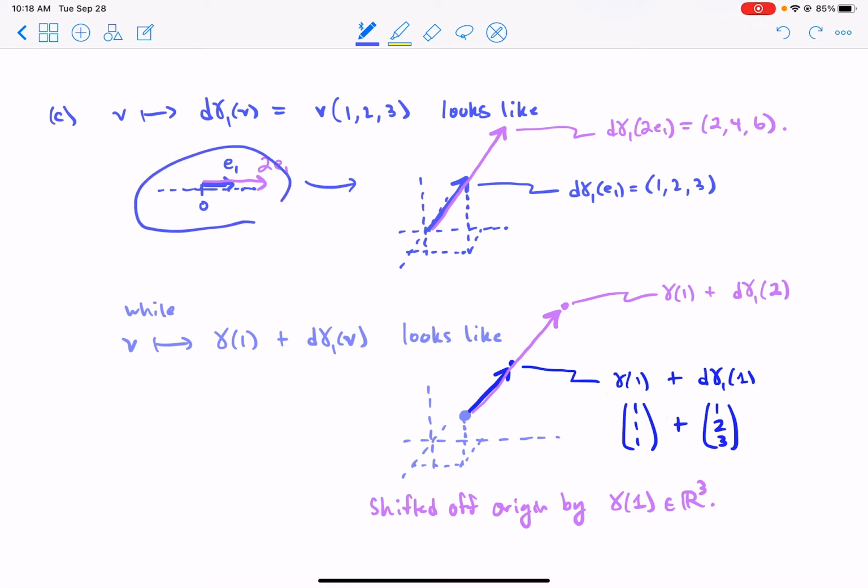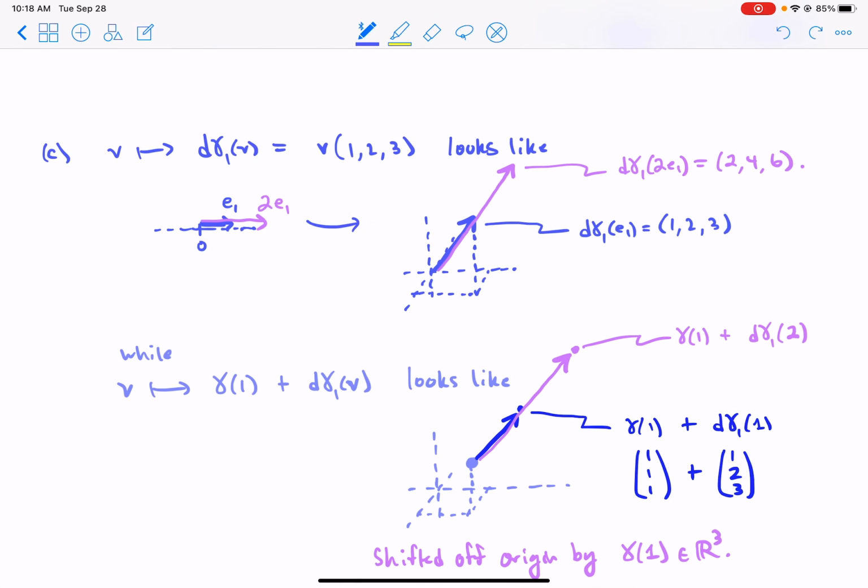So here's my input space, R1. Here's my output space, R3. And so like E1, well, we're in one-dimensional space, so E1 is not 1, 0. No, we only have one dimension. So it's just 1. That's it. Okay? And 2E1 is just 2. And so where do 1 and 2 get sent? 1 and 2 get sent to the vector 1, 2, 3.